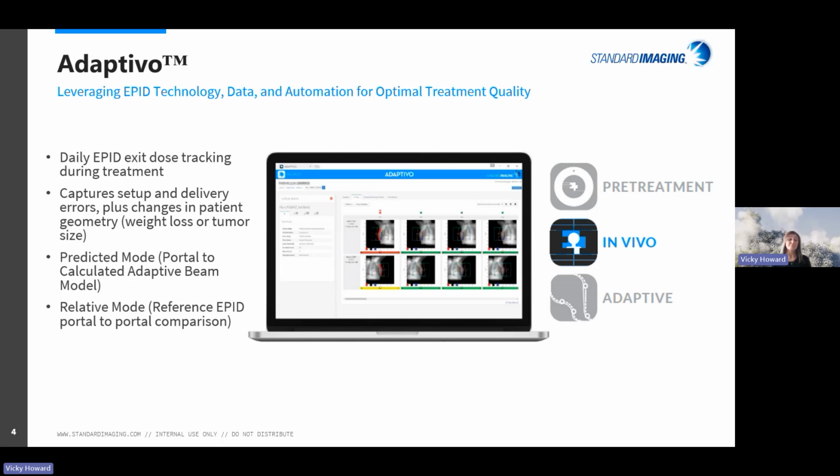We have two different modes within this In Vivo module. There's a predicted mode, which compares the daily EPID image or portal to a calculated adaptive beam model image from within Adaptivo. And then we also offer a relative mode for those beams that you don't have a commissioning beam model for in Adaptivo. That allows you to select a reference image, could be day one or any subsequent image. And then it will compare subsequent imaging after that to that particular reference image to give you a baseline. So you can still look at trending.